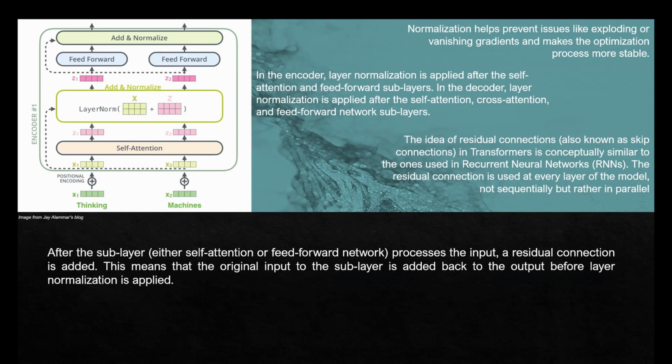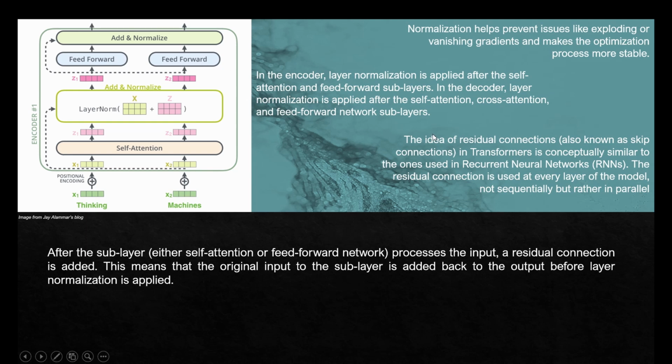Moving forward. Okay, talking about the last add and normalize layer. Now, you need to normalize the input after self-attention because otherwise you would have crazy gradients, like exploding or vanishing gradients, and it's used to make the optimization process more stable. In the encoder, the add and normalize is applied after self-attention and feed-forward. In the decoder, it's applied after self-attention, cross-attention, and then feed-forward.